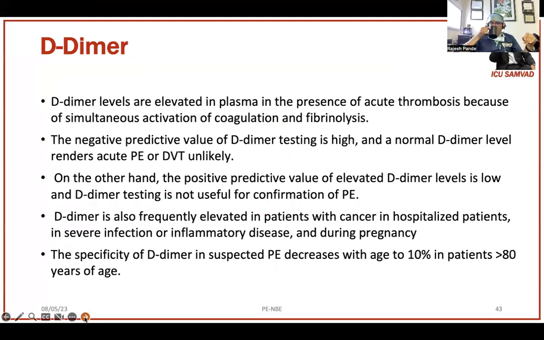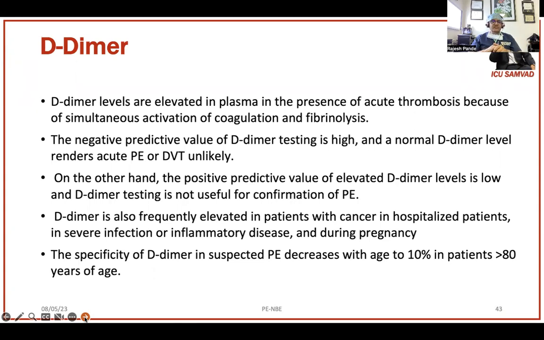D-dimer, again, D-dimer values in plasma are increased because of the presence of acute thrombosis due to activation of coagulation and fibrinolytic pathways. Negative predictive value is as high as 95-96%, and a normal D-dimer level renders acute pulmonary embolism or DVT unlikely. Now, it is very, very important that this is valid in patients who have a low probability of DVT. So their D-dimer has the negative predictive value, it is ruled out. Further testing is not required. Positive predictive values are low and cannot be used as a confirmation for diagnosis of pulmonary embolism.